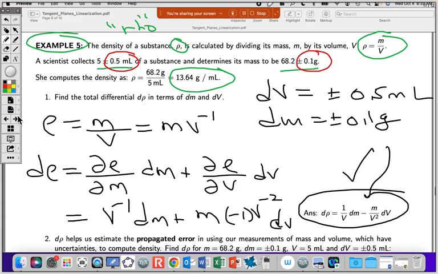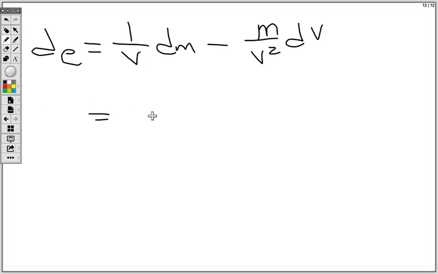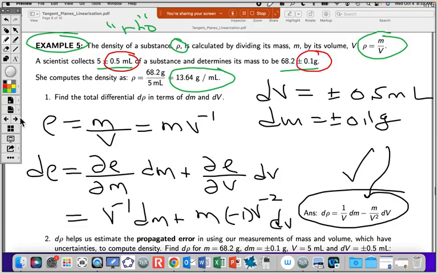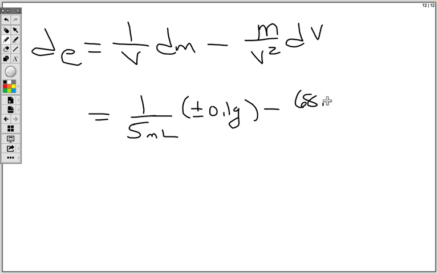V was plus or minus 5, so put in 5 milliliters there. The dm was plus or minus 0.1 gram, minus the 68.2 grams divided by the 5 milliliter squared times the plus or minus 0.5 milliliter.